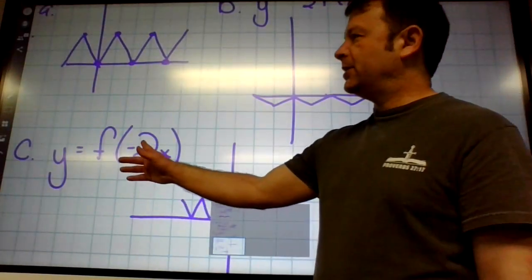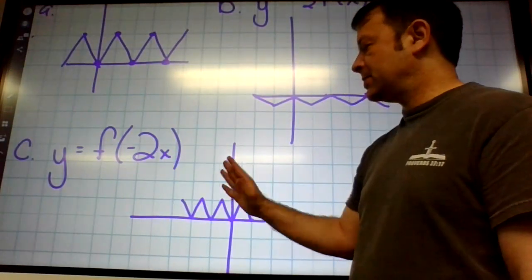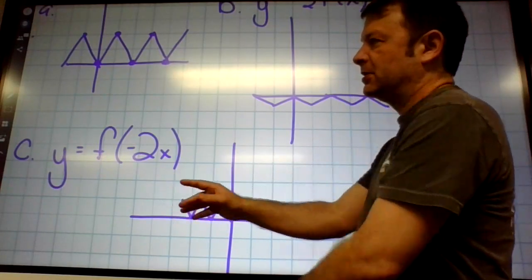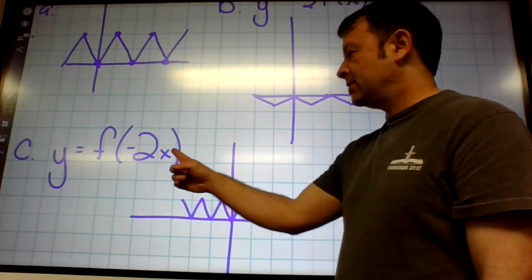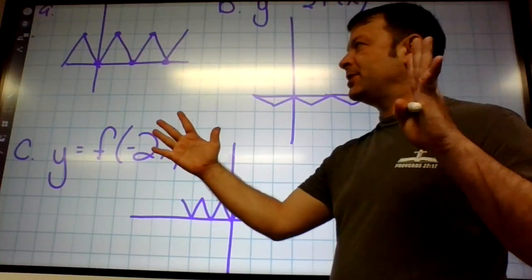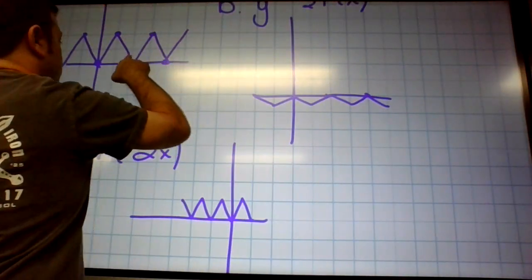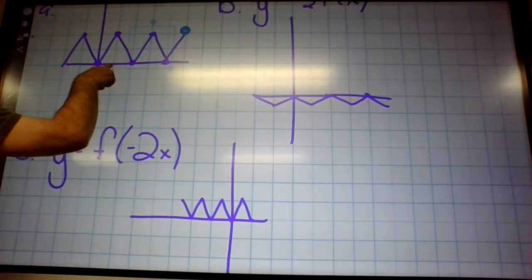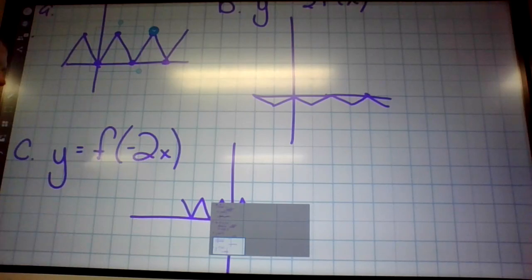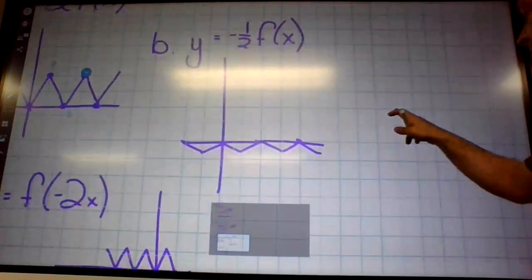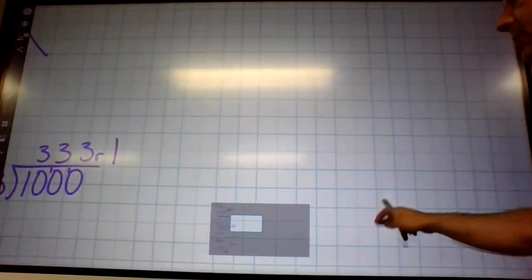So again, the negative on the X does a horizontal flip over the Y-axis. The 2 makes everything happen twice as fast, so it's like a 2 times compression. So this point right here went right here. And we're only going up to 1. This is C. We're going to put D. We'll go up here. D.